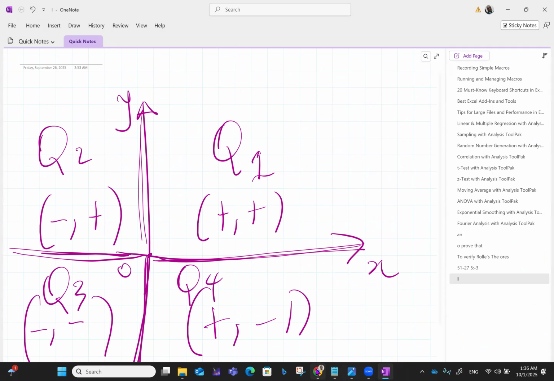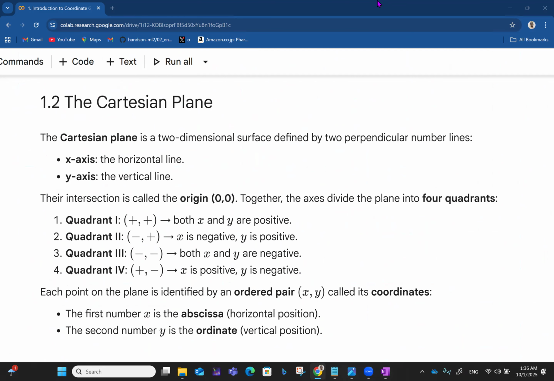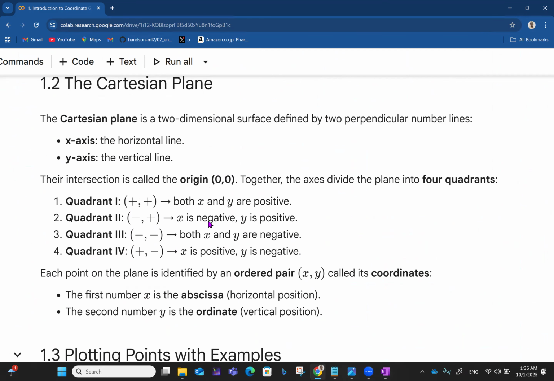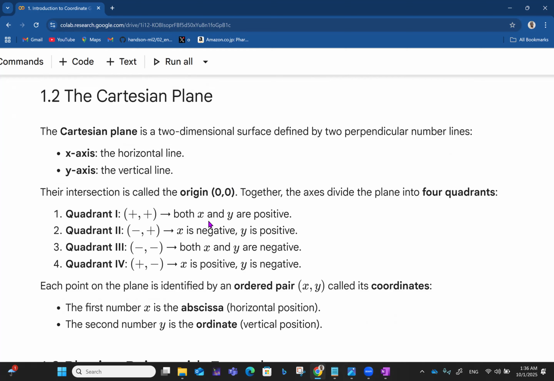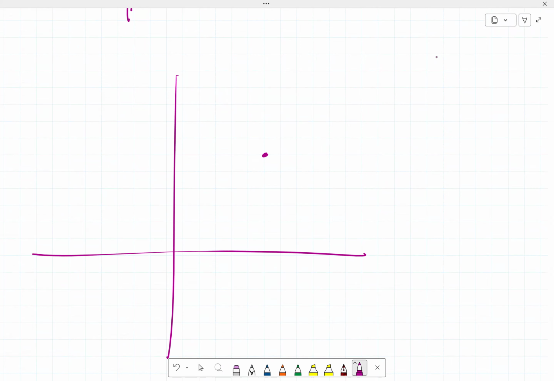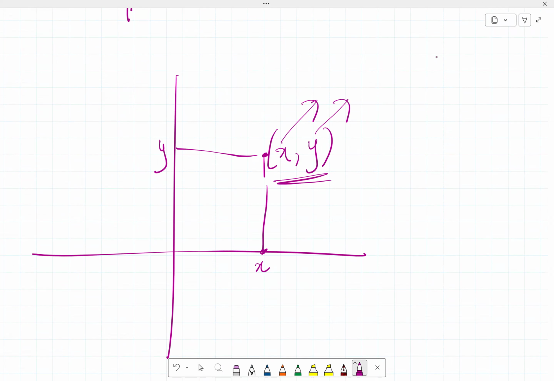And having said that, we can then see that each point on the plane is identified by an ordered pair, x, y, called its coordinates. So the first number is the x, the abscissa, the horizontal position, and the second number is the ordinate, which is the vertical position. So if we come back here again, every point, if you pick any random point, you can trace it down to the x-axis. Whatever value that is, that's the x value, and whatever this is, that is the y value. So you have the abscissa for x and the ordinate for y. So you have this ordered pair like this.